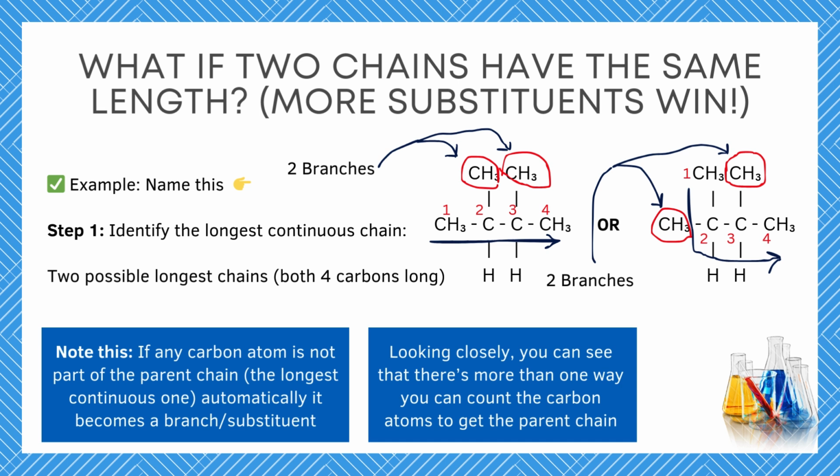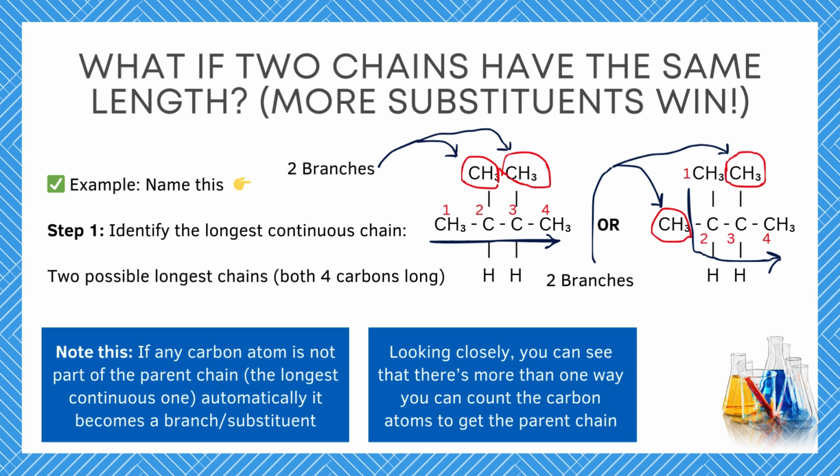Now look at this example. How do we identify the name of this structure? For this structure, you can see there are 2 possible ways of counting. For the first style of counting, I started from the left to the right. For the second style of counting, I started from the top and then came down towards the right. For each style of counting, you can see any carbon atom that was not part of the parent chain became a branch or a substituent.